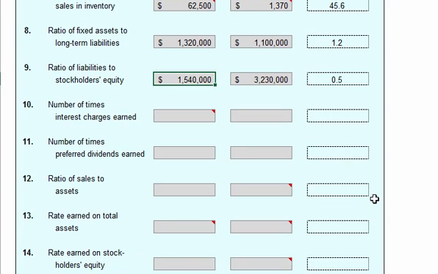All right, the number of times our interest charges were earned. In the top, we want income before income tax plus interest expense. All right, income before income tax for 2016, we go to the income statement. The third number up from the bottom, $380,000. We're going to add to that interest expense.